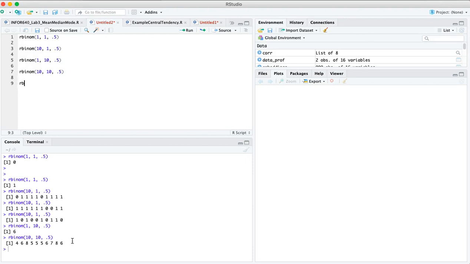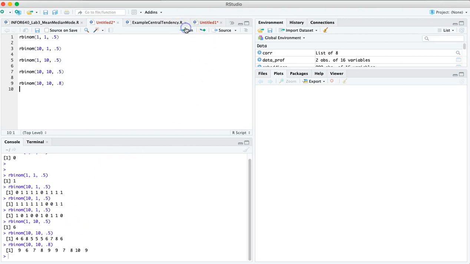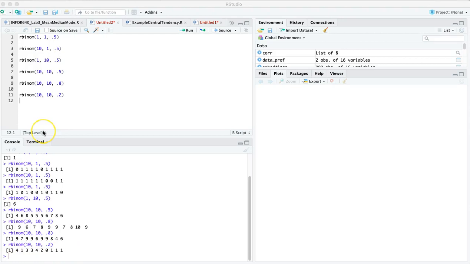So if we type rbinom, and we have our 10 coins, and we flip them 10 times, but this time they're trick coins, and they are unfairly weighted for heads. So they disproportionately give a positive outcome or a successful outcome. So we go ahead and run this, and we see down here that it came up heads 9 times, 6 times, 7 times. Our numbers there are quite a bit higher.